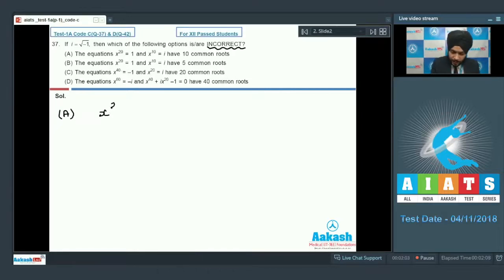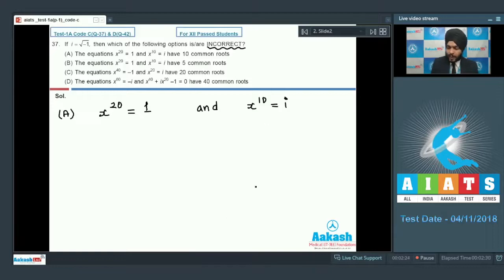So x^20 equal to 1 and x^10 equal to iota. Students, the roots of x^20 equal to 1 are distributed on the unit circle at 20 equal intervals. That means the difference of the angle is equal to 18 degrees.